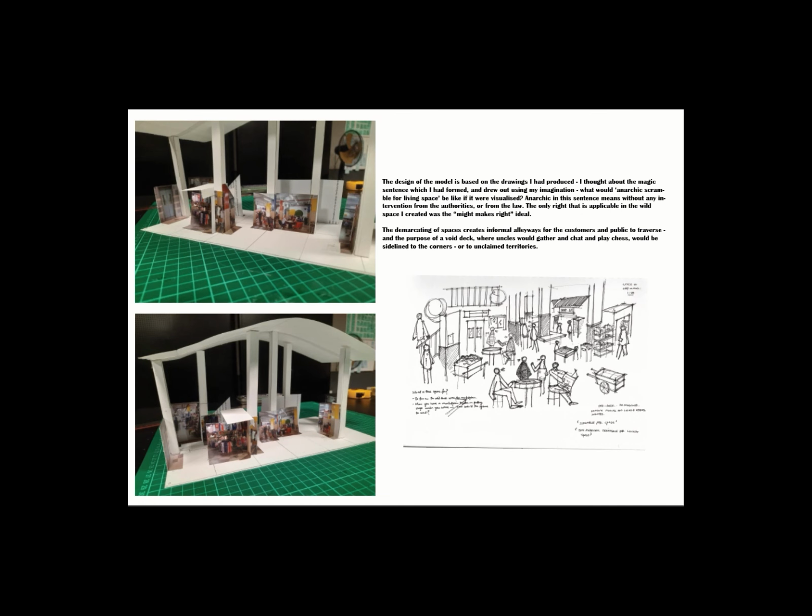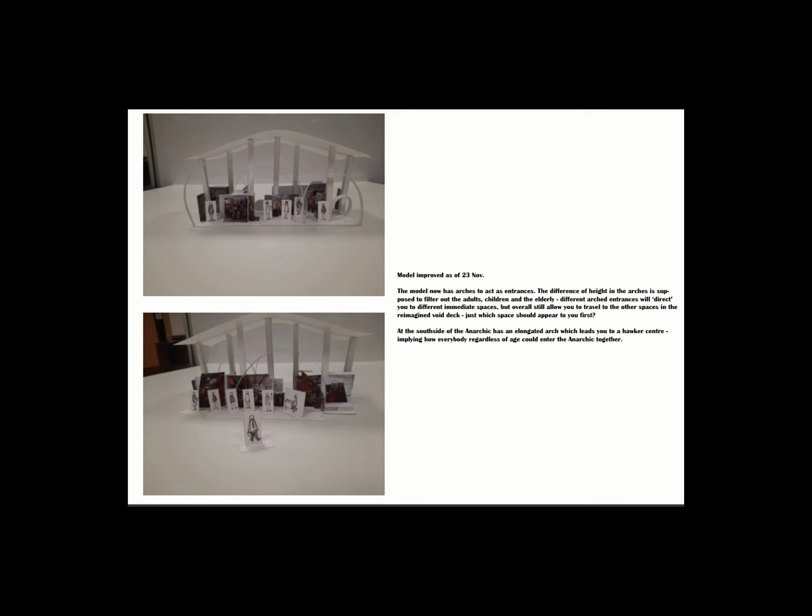So as I was making the model, I really followed closely with the drawing which I had produced. I thought about the magic sentence which I formed, and while creating this sort of anarchic space, you also have informal alleyways, which are not created by choice but by circumstance, created by the selfish greed of the shopkeepers trying to claim as much land as possible to spread their business out. Where would the customers be walking? Where would the uncles gather and chat and play chess? And so I did more improvements on the model.